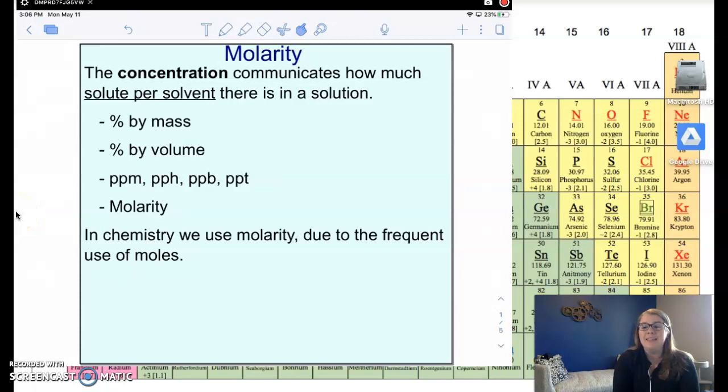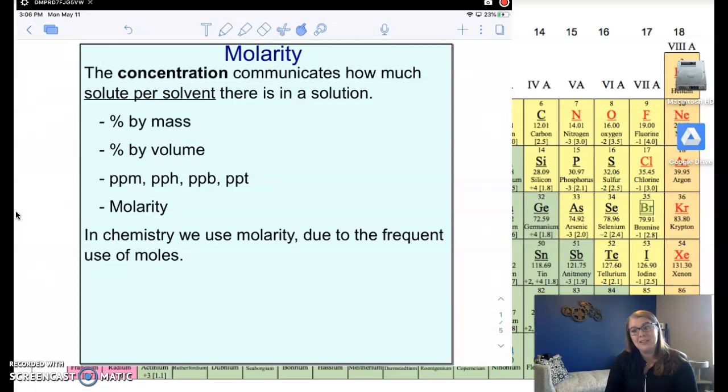Hey everybody, this is going to be a video outlining the concept of molarity. So molarity is a measurement of concentration. Concentration essentially just communicates how much solute is in the solution, or a more simple way is just how much stuff is in there. So when you're talking about a solution, you've dissolved a solute into a solvent, you now have the solution, and you might want to know how much stuff is in there.